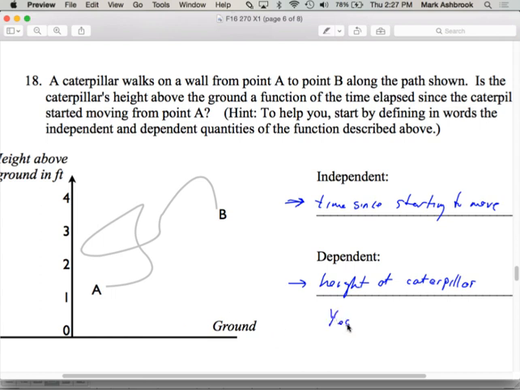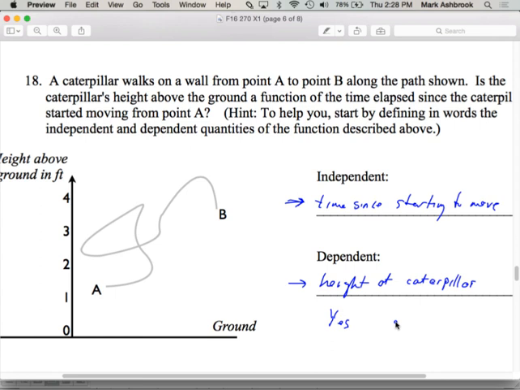So now this picture is showing a function or not? No. What are the two variables for this one? How would you describe the independent variable here? Ground. Ground is not a variable. What variable is being shown on the horizontal axis? If that's the path of the caterpillar, then what variable is it showing?